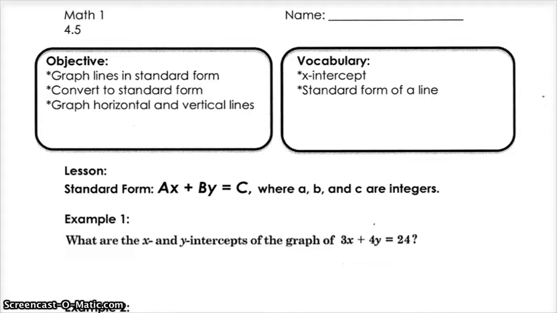In today's lesson, we're going to talk all about lines in standard form. We're going to graph lines in standard form, and we'll also convert lines to standard form. So let's get right to it.